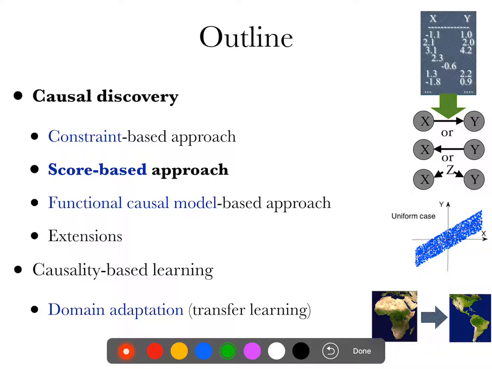Okay, let me quickly talk about score-based methods for causal discovery. Any questions?